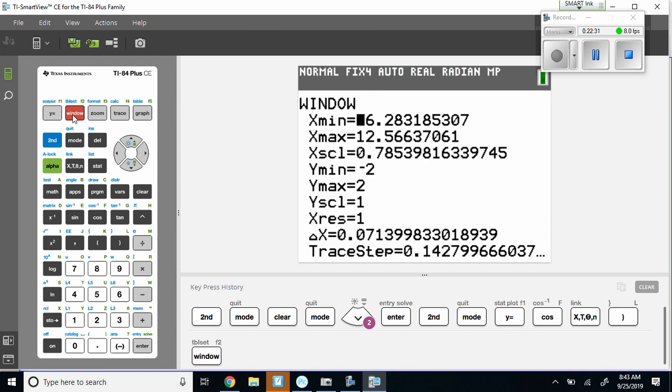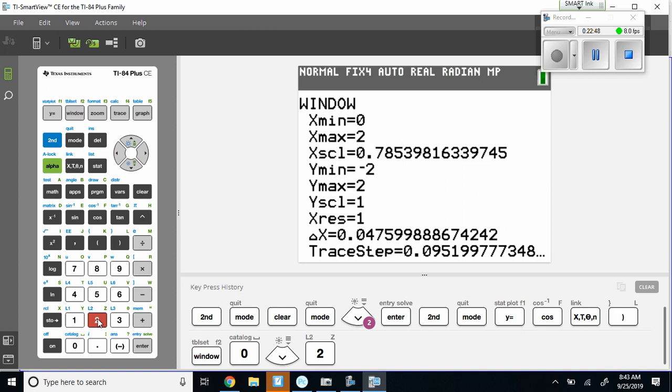Our X min we want as 0. So you hit 0 and arrow down. We want our X max to be 2 pi. Now, how do I put 2 pi in? You hit 2, and then you hit the blue second button and that caret, the house top. And that's what it should look like. You see? Right now it says 2 pi, right?